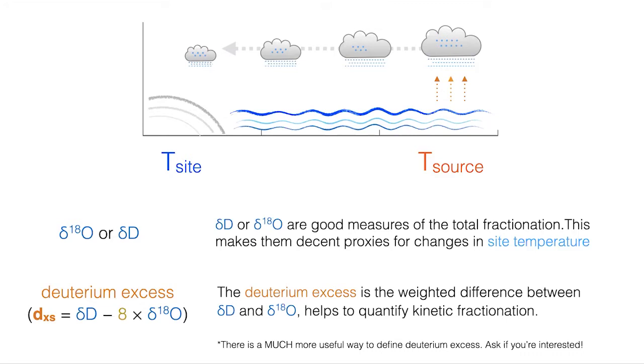So we fortunately now have two unique bits of information: the weighted difference between the delta 18O and the delta deuterium, what's called the deuterium excess, and then also our original delta 18O. With those two things, we can start to maybe reconstruct both of these different temperature histories, the history of temperature at the evaporation source and at where that water is condensing. Okay, so that's one complication. There's a bunch of others.